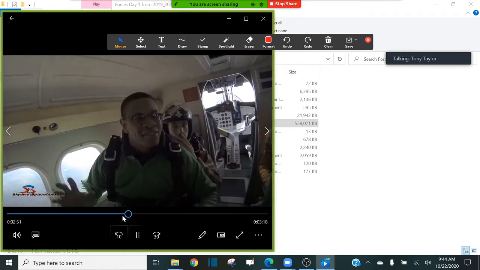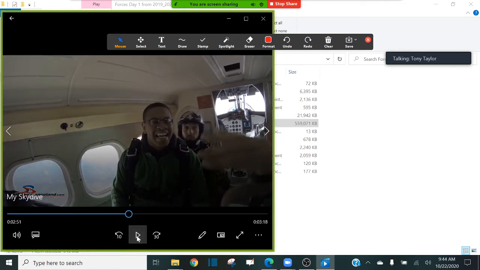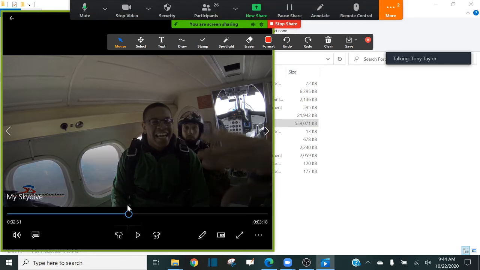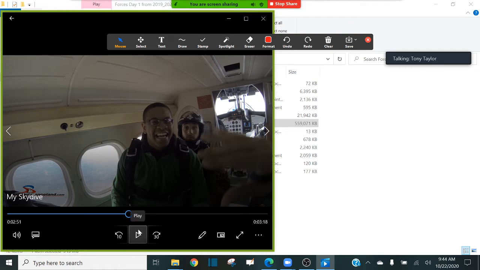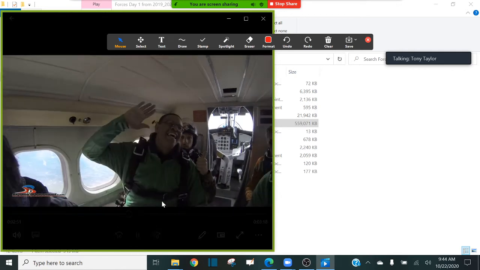Okay, so guys, I'm going to fast forward to the jump here. Keep in mind, this jump was made at 14,000 feet. Obviously, there's a lot of physics going on here. As I'm jumping, be thinking about the various forces involved so that we can discuss this.